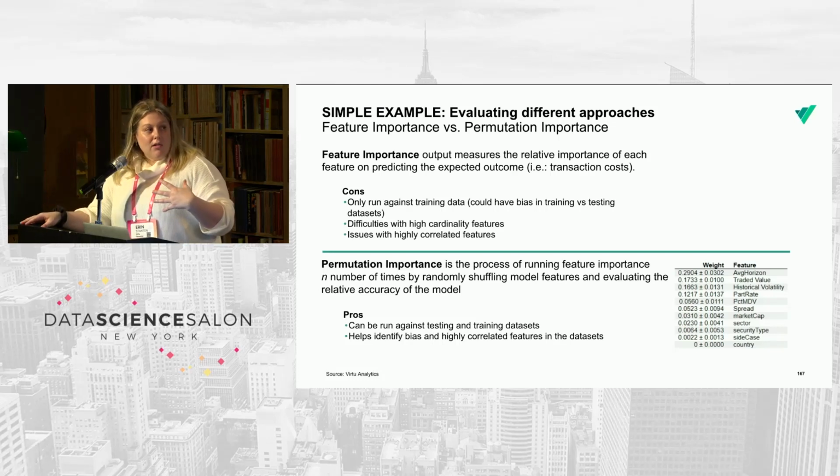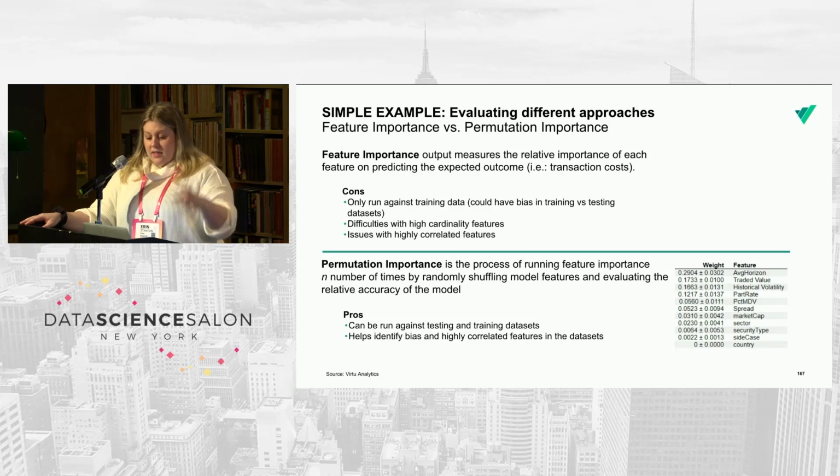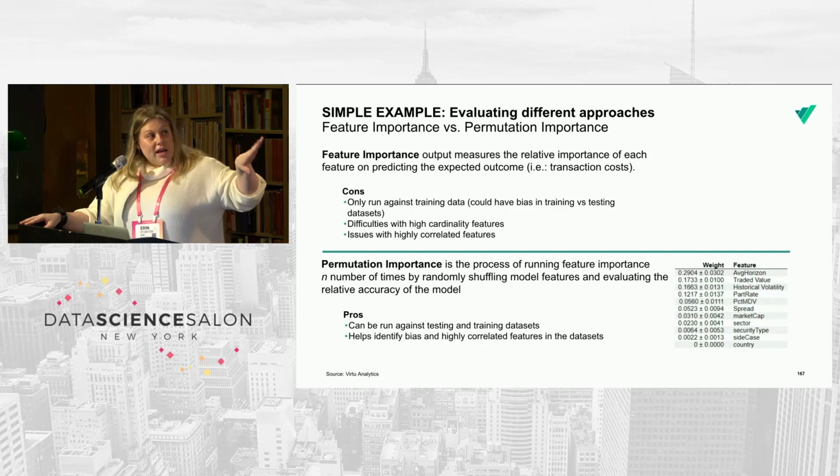But for a lot of our clients to start, they don't feel comfortable. So we say to them, we explain, on that process slide, we said we're going to run something called permutation importance. And now I'm going to tell you what that actually is. So we first start with feature importance, because that's the basis of permutation importance. And we say this is an output that measures the relative importance of each feature on predicting the expected outcome, which in our case is transaction cost. We try to write it this plainly.